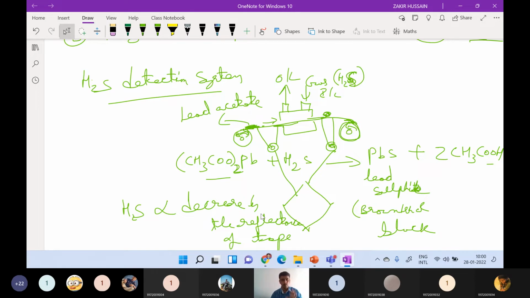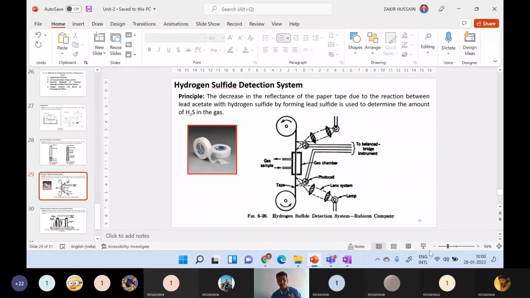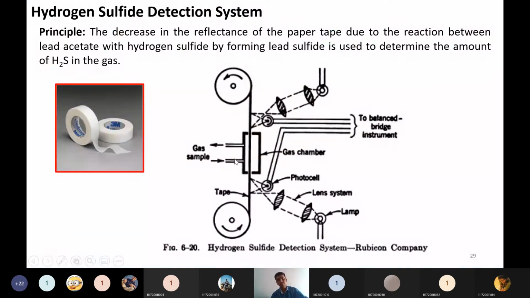So in summary, whenever you give a sample of gas containing hydrogen sulfide, it will react with the lead acetate present on the paper tape. Due to this reaction, lead sulfide will be formed. This lead sulfide will decrease the reflectance from the starting to the ending, and this reflectance value will be gauged by a photoelectric tube. This photoelectric tube will be connected to a Wheatstone bridge or some bridge circuit, and it will give a change in the lowering of that particular reflectance value. Then the amount of hydrogen sulfide present is directly proportional to the loss of reflectance of the tape.